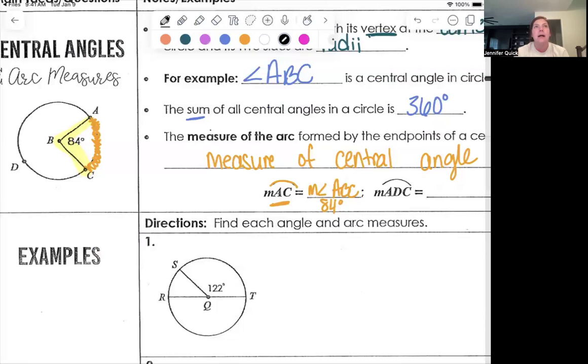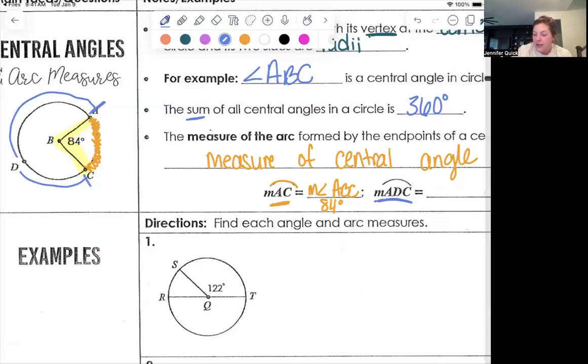So if I decide to go and ask for the measure of the ADC, now ACD would be this right here. I can't go that way. I have to go in the order that the letters are written, just like I did in Math 2 when I'm measuring the angles. A, D, C. So I want the measure of all the other portion of the circle.